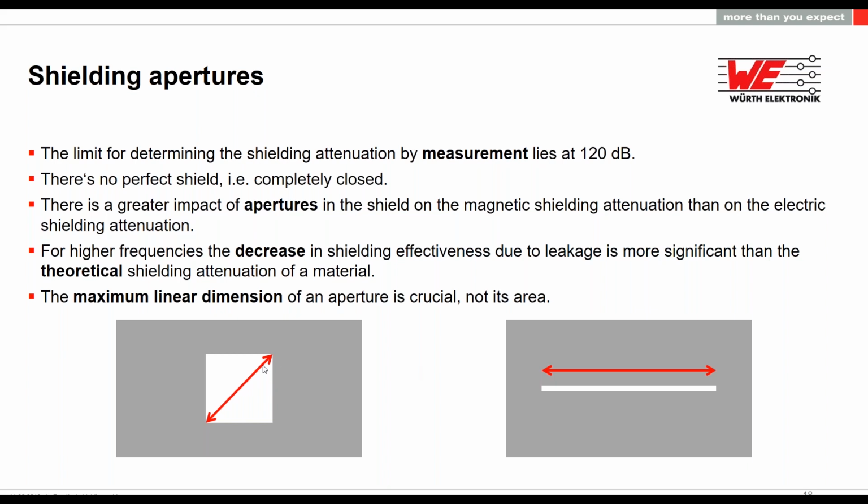The maximum linear dimension of an aperture is crucial, not the area. Why? Because this is directly related with the theory of antennas we were explaining before. These distances can be considered as dipole antennas. And these are the critical distances that we have to take into account when dealing with noise problems.